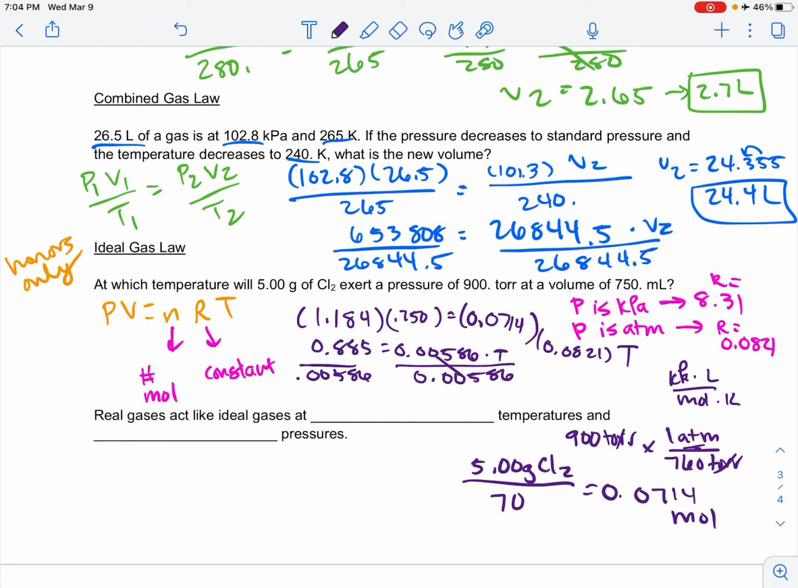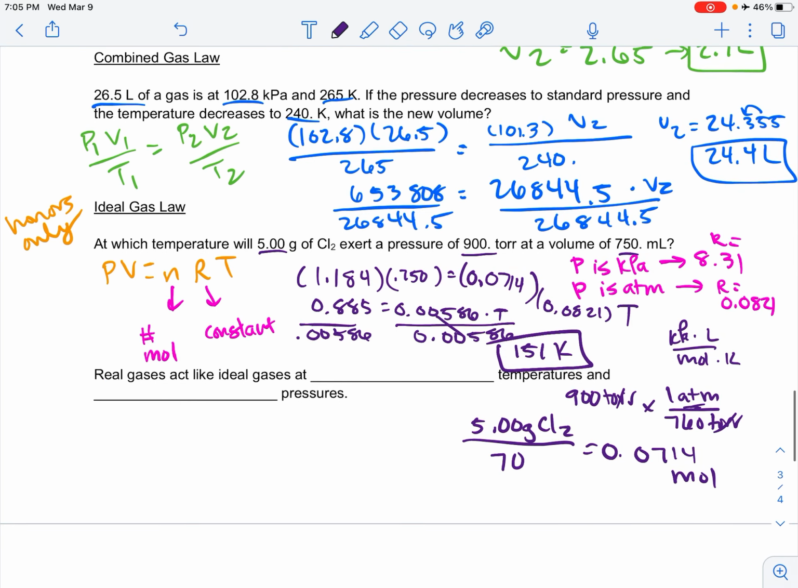So 0.885 divided by 0.00586 gives me 151.02, etc. That's got 3 sig figs, 3, 3. So 3 sig figs. So we're going to look at 151 Kelvin. Now that's a real crazy question. I'm not going to make you do all that different converting.